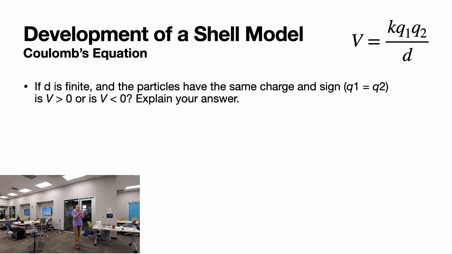If both of them are positive, we know it's going to be positive. If both of them are negative, negative times negative is positive. So it doesn't matter. If both of them are positive or both of them are negative, it's going to be greater than 0.